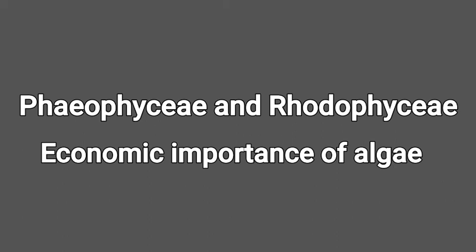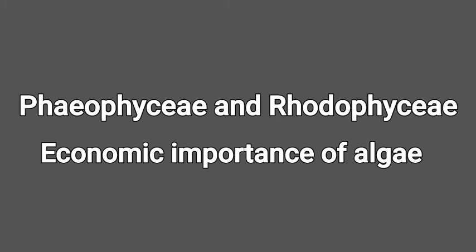In the last class we discussed Chlorophyceae, which is one of the classes of algae. The principal pigments present in Chlorophyceae are chlorophyll A and B, both are green pigments. The characteristic features of Chlorophyceae we discussed in the previous class. The Chlorophyceae is commonly known as green algae.